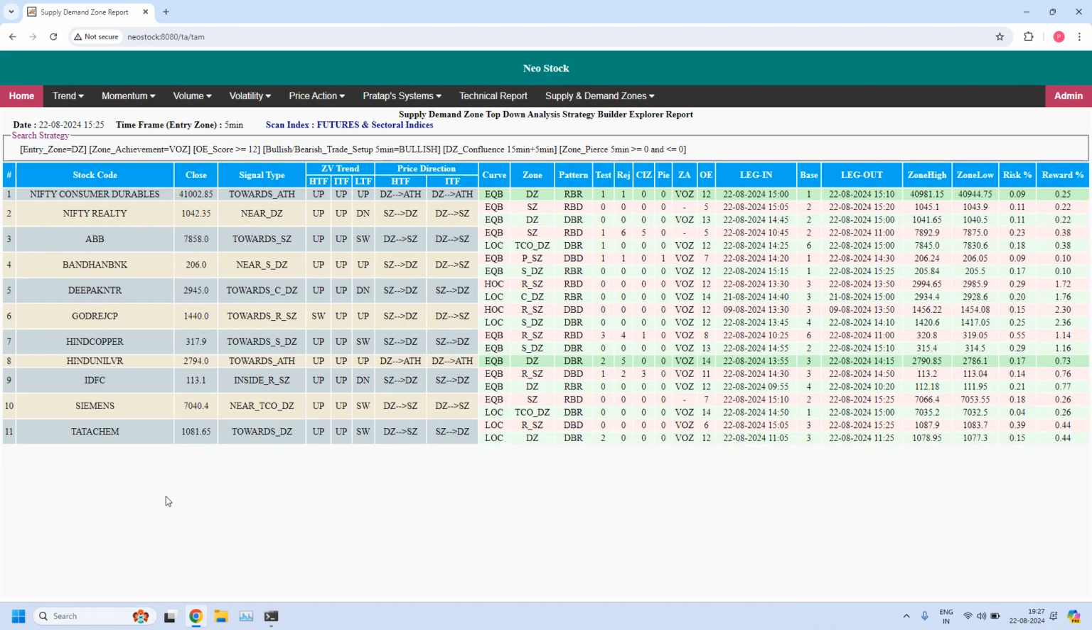Now the list is reduced to 11. These 11 stocks are supporting a bullish trade setup for hourly income trade, and also they are having confluence with ITF time frame, that is 15 minutes time frame. Now let us also verify how many of these zones are also having confluence with HTF time frame. HTF is 75 minutes.